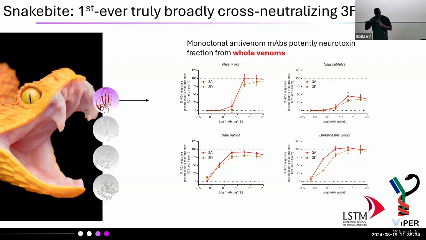So we can take, in an in vitro assay, venoms from snakes and look at just their neurotoxic component, and these antibodies are completely neutralizing that neurotoxic component in spitting cobras, non-spitting cobras, and mambas. So really diverse different types of snakes.